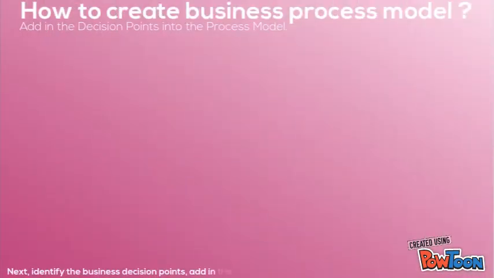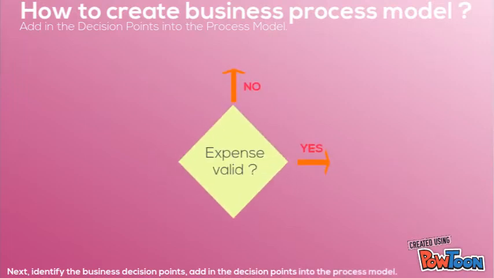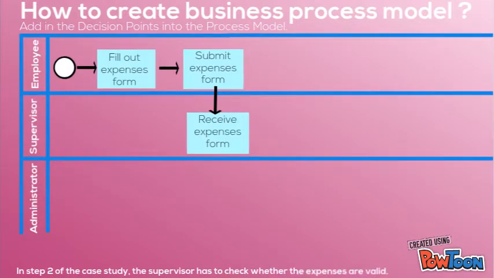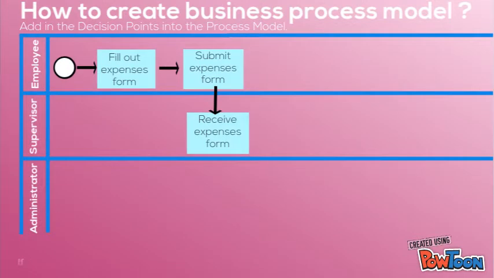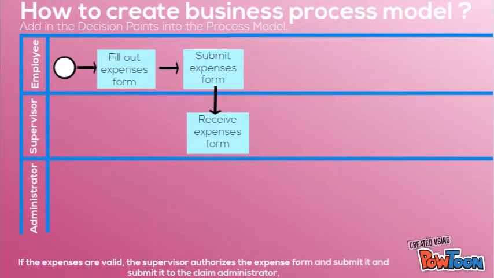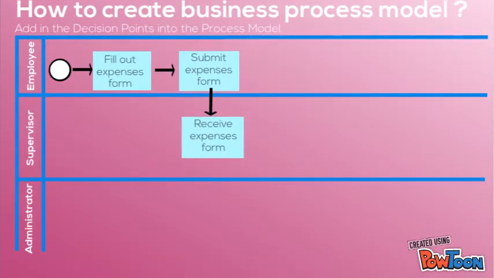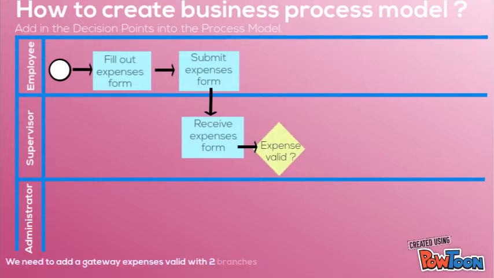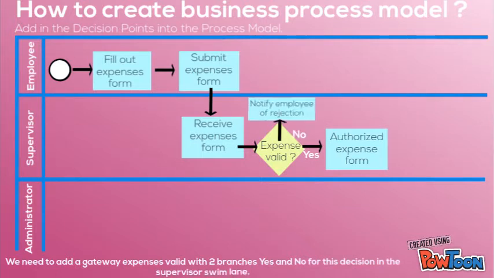Next, identify the business decision points. Add the decision points into the process model. In step 2 of the case study, the supervisor has to check whether the expenses are valid. If the expenses are valid, the supervisor authorizes the expense form and submits it to the claims administrator. Otherwise, the supervisor rejects the claim and notifies the employee of the rejection. We need to add a gateway, expenses valid, with 2 branches, yes and no, for this decision in the supervisor swim lane.